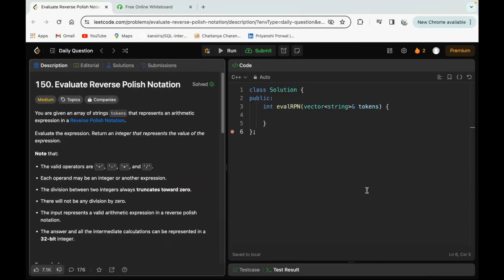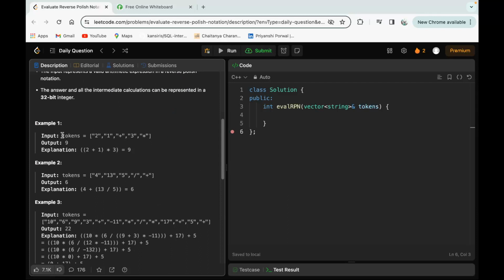Hi, let's solve today's question, that is evaluate reverse Polish notation. In this question, we are basically given an array of strings called tokens, which represents an arithmetic expression in reverse Polish notation. And we have to evaluate this expression and return an integer that represents the value of the expression.